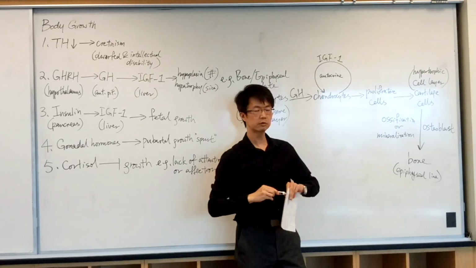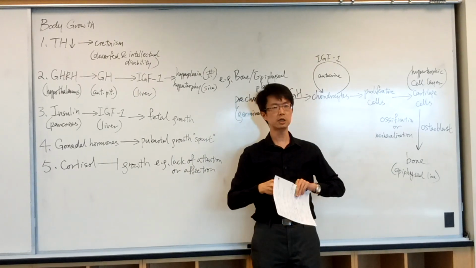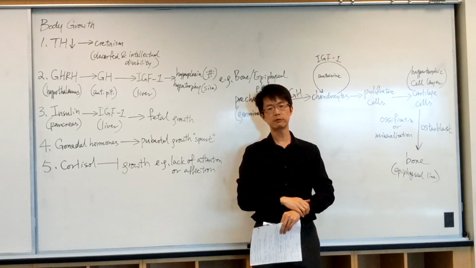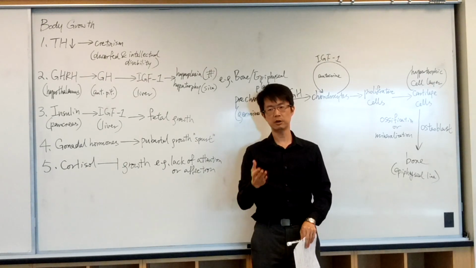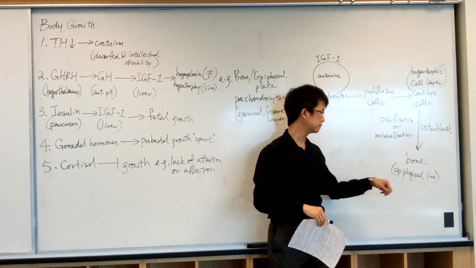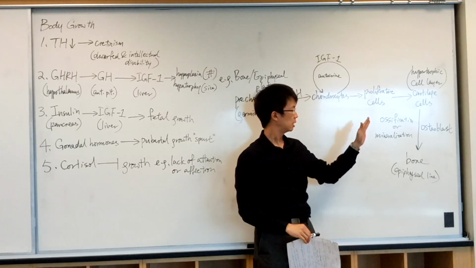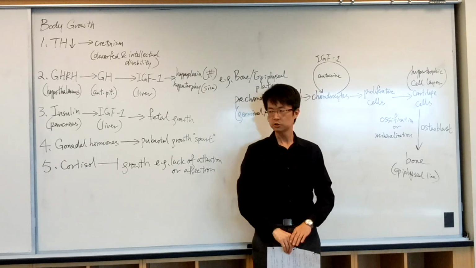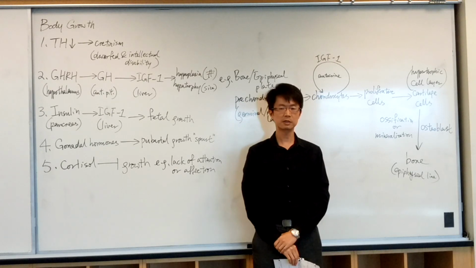So in other words, teenagers or children have an epiphyseal plate. But after we stop growing, like we are all adults now, we don't have an epiphyseal plate, we have the epiphyseal line, because all the cartilage becomes bone. So that's the end of the metabolism.